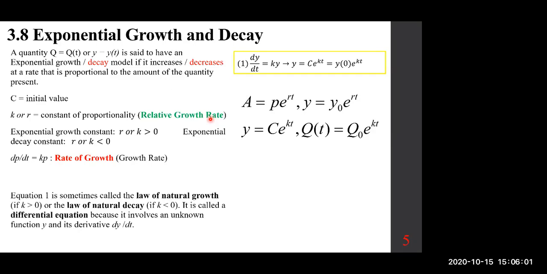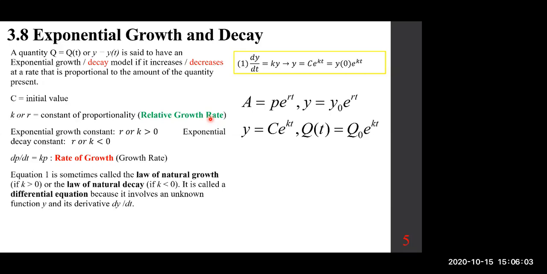So having said that, okay, look at equation 1 again. Equation 1 is sometimes called the law of natural growth if k is positive, the law of natural decay, if k is negative. Okay. It is called a differential equation because it involves an unknown function y and its derivative dy/dt or dP/dt.